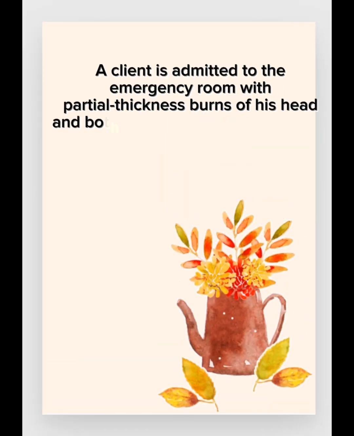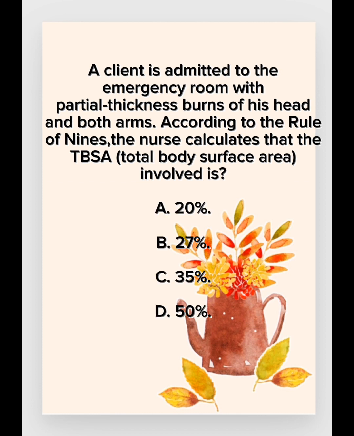A client is admitted to the emergency room with partial thickness burns of his head and both arms. According to the rule of nines, the nurse calculates that the total body surface area involved is A. 20%. B. 27%. C. 35%. D. 50%.